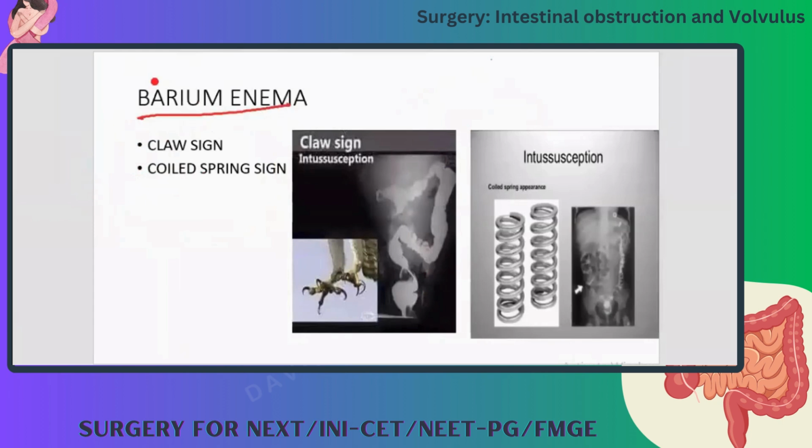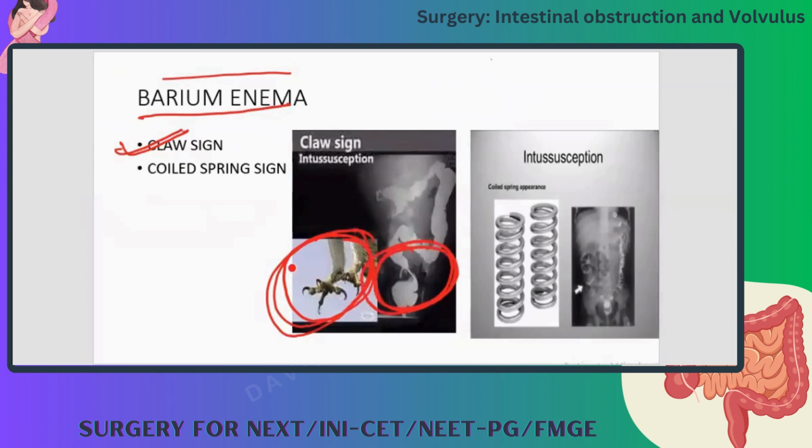See, on barium enema, we find this claw sign. See here. Are you able to appreciate it? So this is very, very important, just like the bird's beak, this may be asked also. So just remember, claw sign is seen in intussusception. And coiled spring sign is also seen in intussusception.